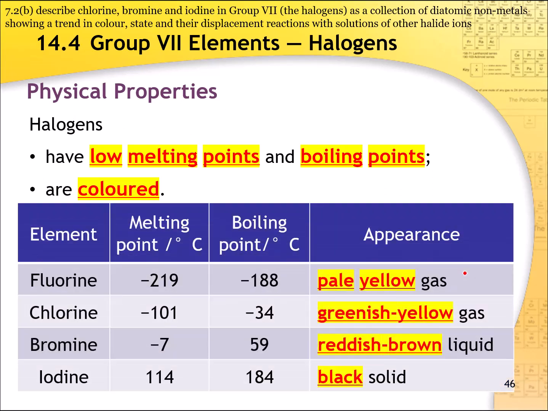Now, generally, halogens all have low melting and boiling points. And they're all colored elements. They are all colored and they have low melting and boiling points. So remember the colors of the elements. For example, fluorine is pale yellow, chlorine is green-yellow, bromine is red-brown, and iodine is black.